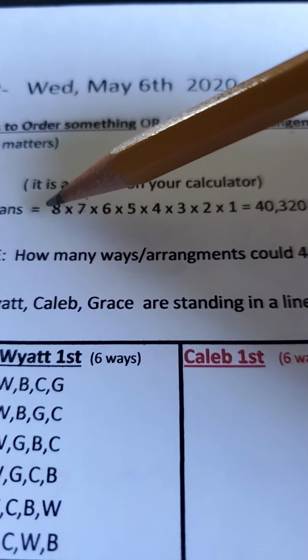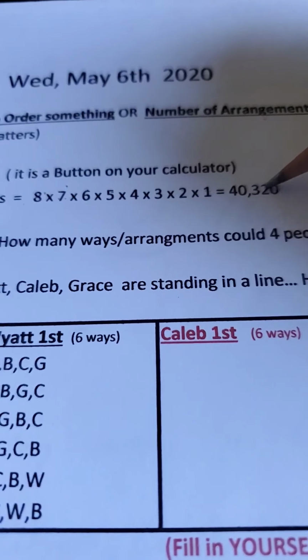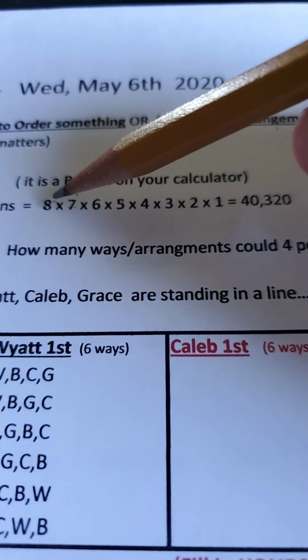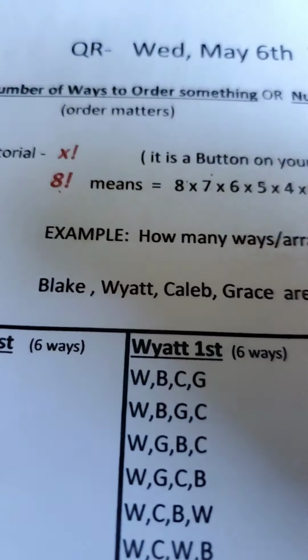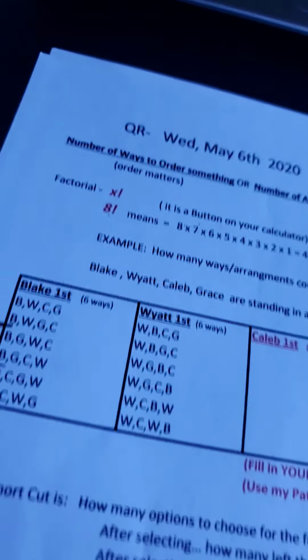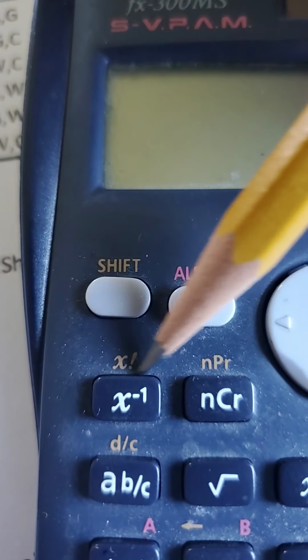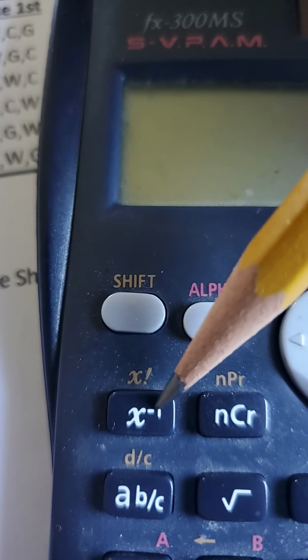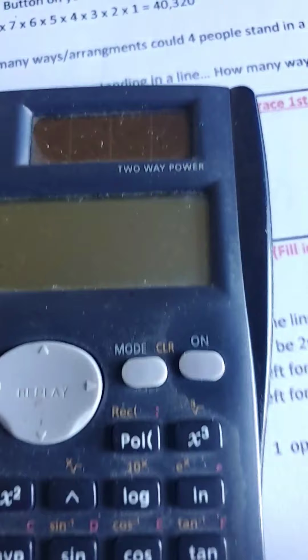Well, in this case, if I want to arrange 8 things all the way down to the last, there are 40,320 ways. Instead of typing that into your calculator, all you have to do is push the factorial button. There is a factorial button on the calculator. In mine, it's in the top left corner in the brown, so I'd have to use the shift button to get to it. And all I have to do is push 8.